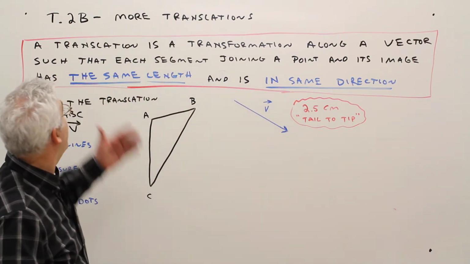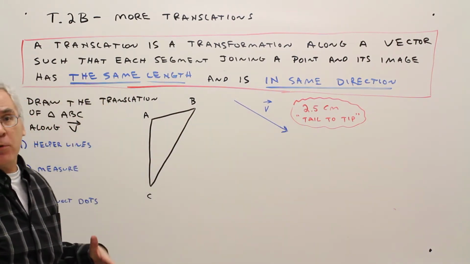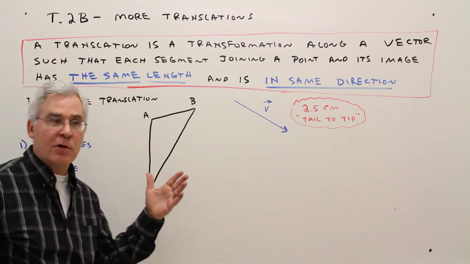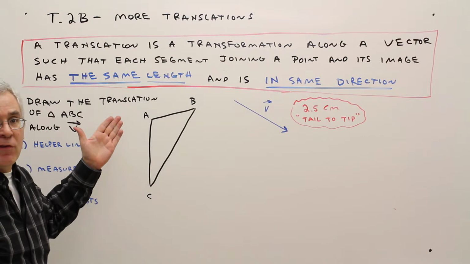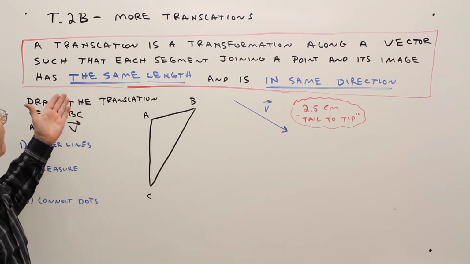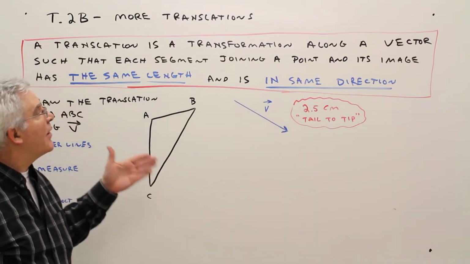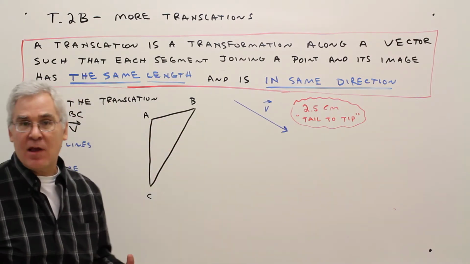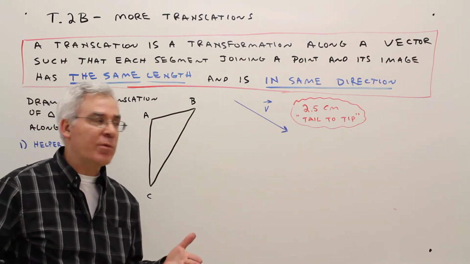Welcome to video T.2B, more translations. So here's the technical definition of a translation. A translation is a transformation along a vector such that each segment joining a point in its image has the same length and is in the same direction. Kind of what I alluded to before.